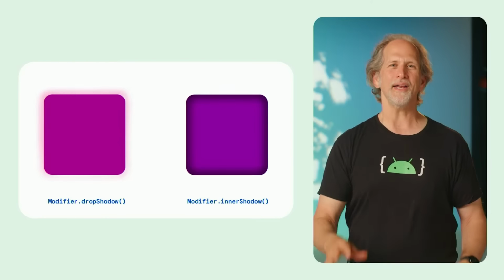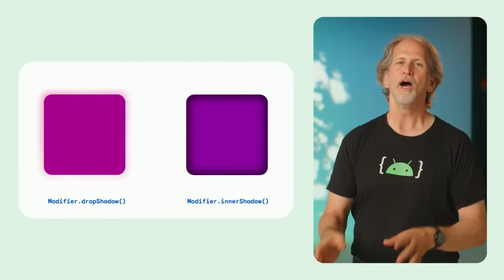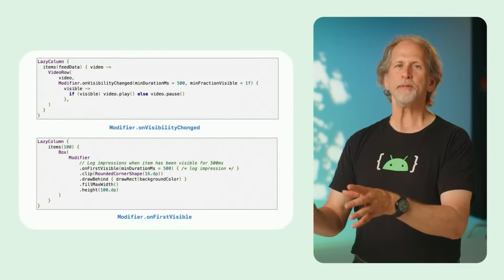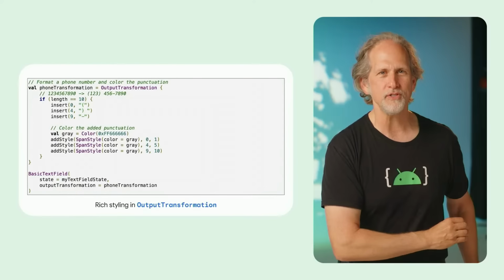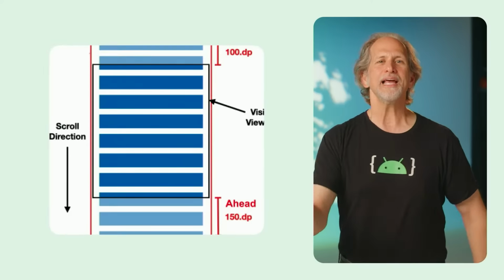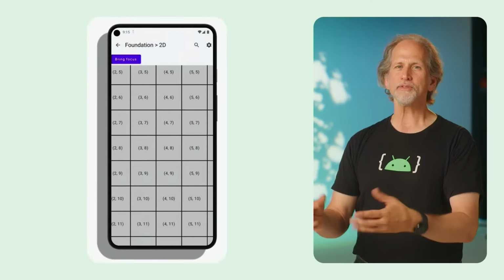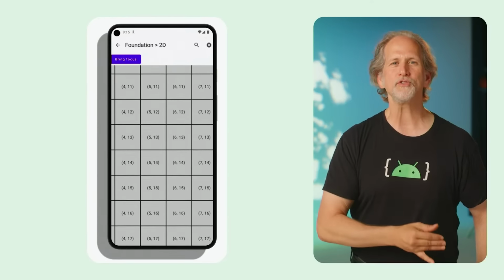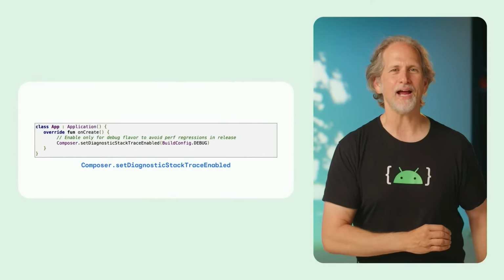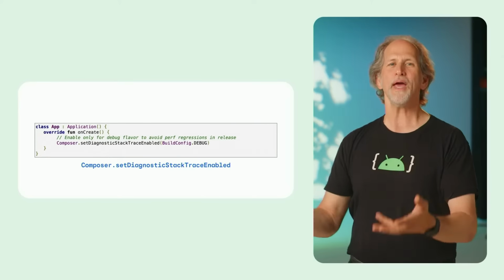Jetpack Compose 1.9 is now stable. This release introduces Modifier.dropShadow and innerShadow for rendering box shadow effects, onVisibilityChanged and onFirstVisible modifiers for tracking element visibility, output transformations using TextFieldBuffer.addStyle, lazy layout cache window to enhance prefetching for improved lazy layout performance, Scrollable2D to enable scrolling, flinging, and nested scrolling in 2D, along with bug fixes and new features to improve scroll and nested scroll views interop. Composer.setDiagnosticStackTraceEnabled helps provide richer class location details in stack traces in your debug builds, new annotations, lint checks, and more.